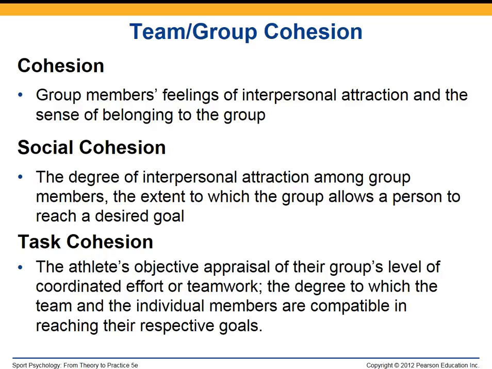Task cohesion, again, is the athlete's objective appraisal of their group's level of coordinated effort or teamwork. So this is the degree to which the athletes work together to achieve common goals. So together, having social cohesion and task cohesion can create team or group cohesion.